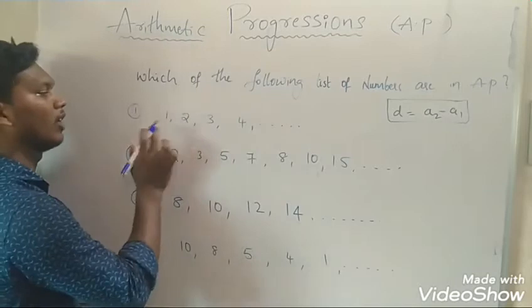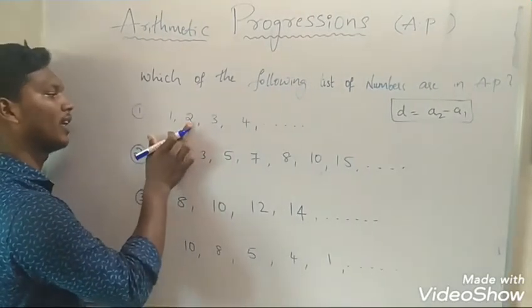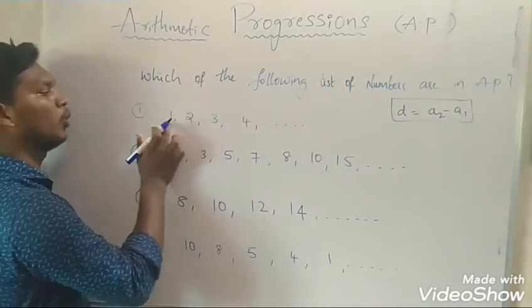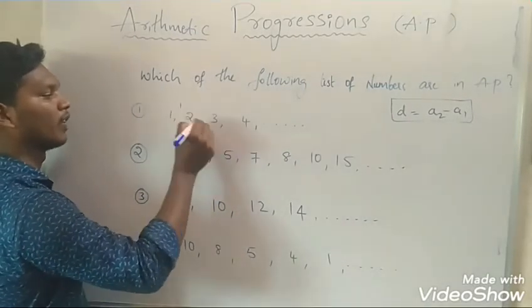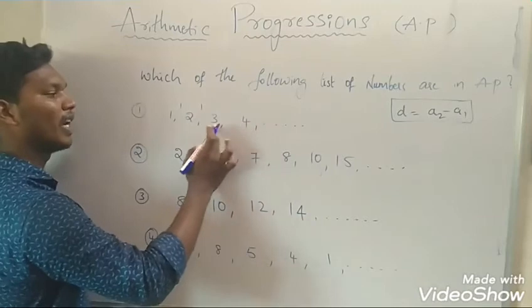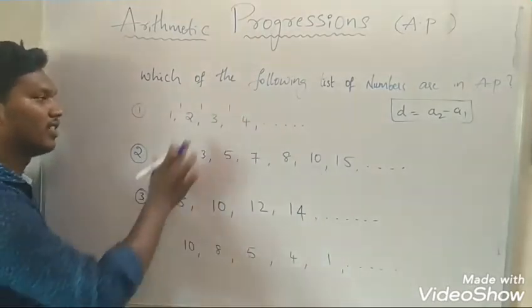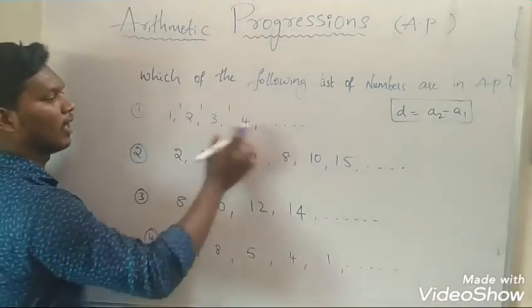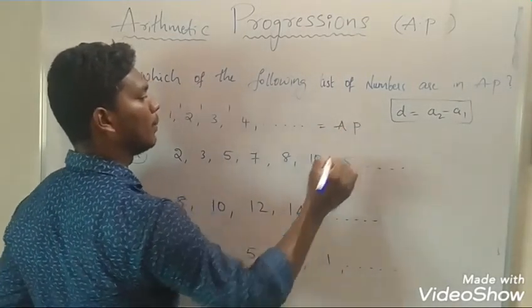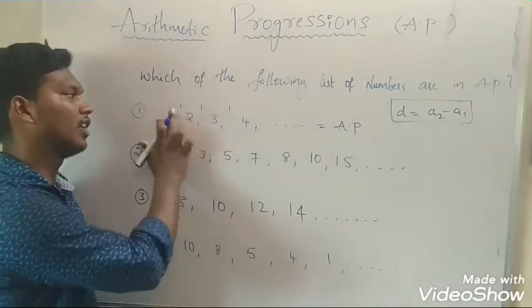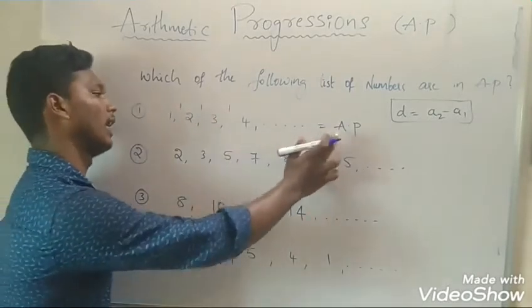See friends, here what is the common difference? Subtract the lower term from the higher term. 2 minus 1 will be 1. 3 minus 2 will be 1. 4 minus 3 is 1. See friends, here the common difference is same, right? So therefore the numbers are in AP. So whenever the common difference is same, the numbers are in AP.